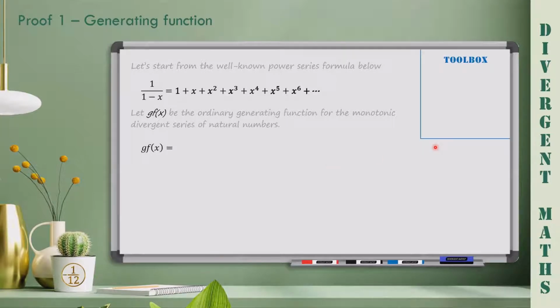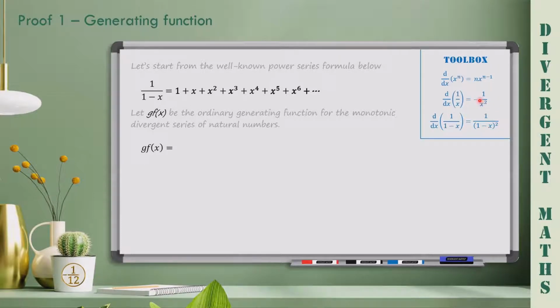Let's open the toolbox and remind ourselves of a few derivatives. The derivative of x to the n is n times x to n minus 1. If you apply that formula for n equal -1, we have the derivative of 1 over x, which is -1 over x squared. And if you replace x with 1 minus x, you have the derivative of 1 over 1 minus x, which is equal to 1 over 1 minus x squared.